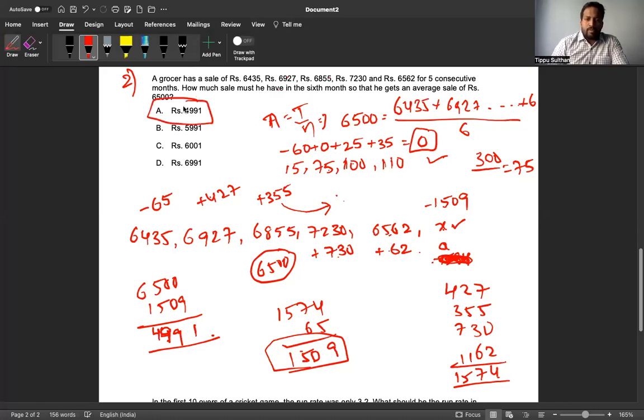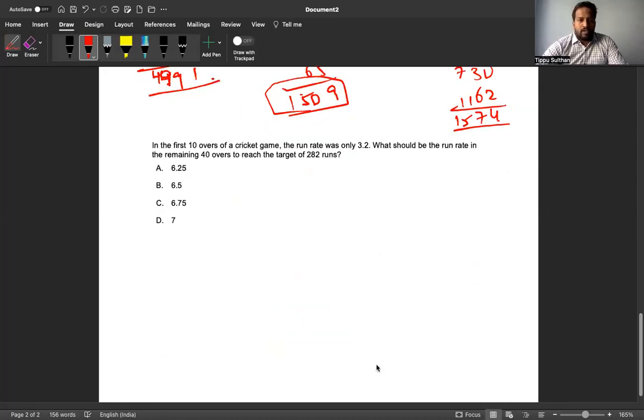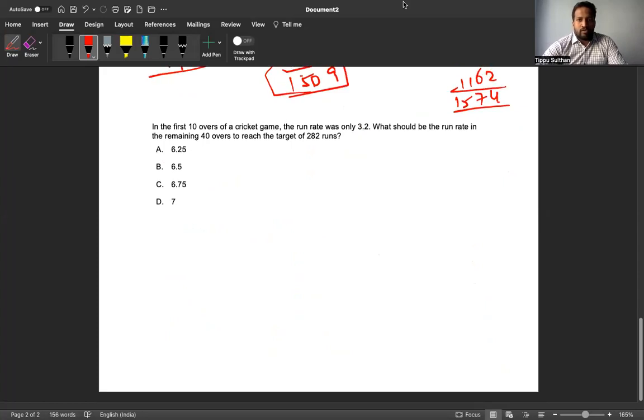This is how you are supposed to do it. So you should not opt for the longer method. This is the shortest way of doing this. So I hope everybody is clear. We'll move on to the next question. Right, the last question of the session.